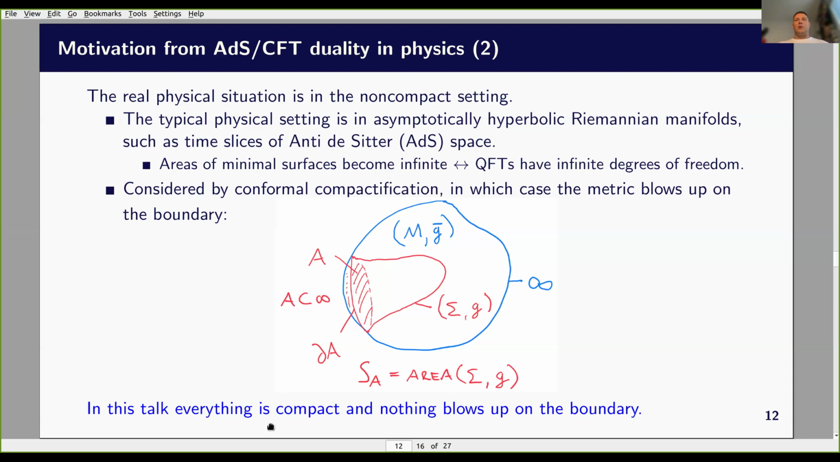In this talk, everything will be compact and nothing blows up on the boundary. I just want to explain what is the real physical situation.